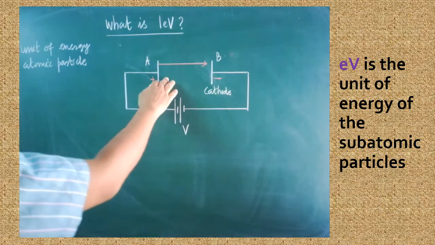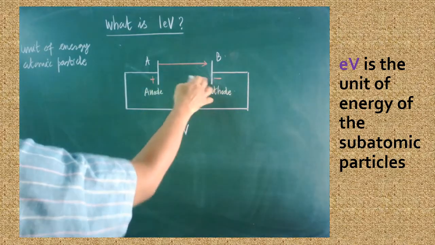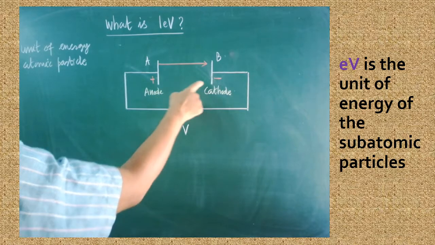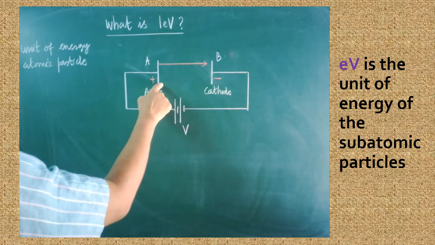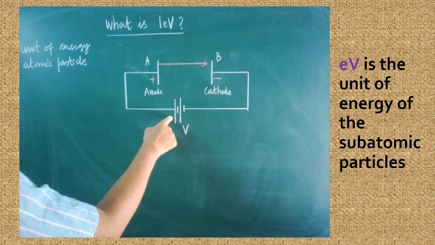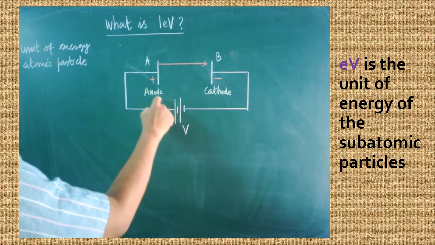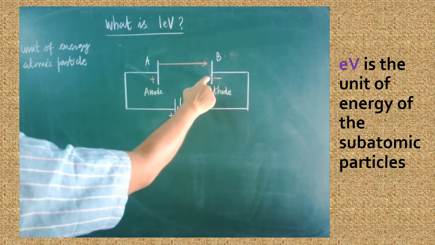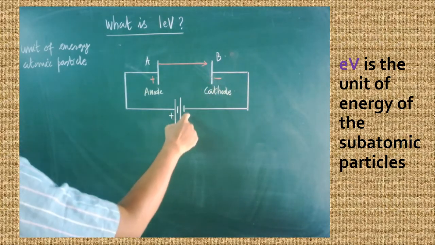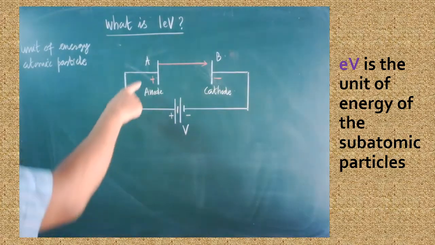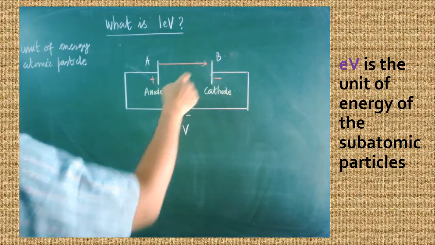Let us assume that here two electrodes are there. One is called anode and another one is called cathode. This plate is connected with positive end of the battery. Since it is connected with positive end of the battery, this is called as anode. The negative end of the battery is connected with another plate. The plate which is connected with negative end of the battery is called cathode. The plates can be named as A and B.